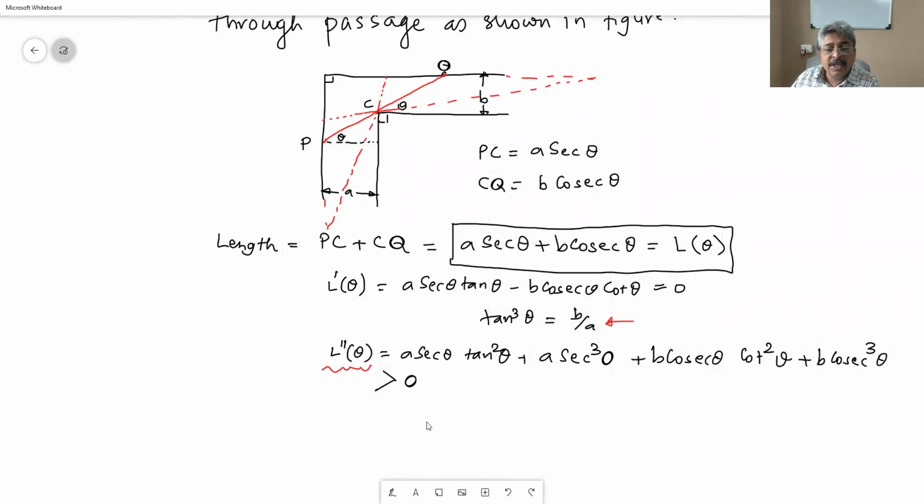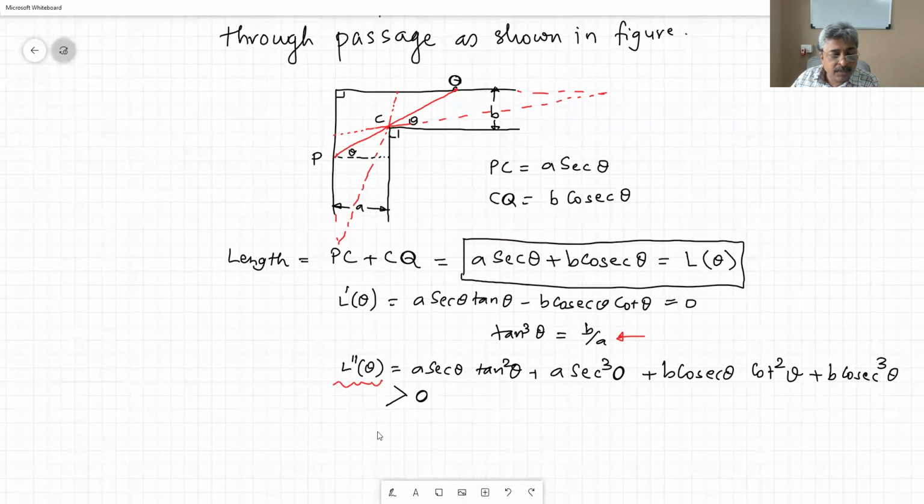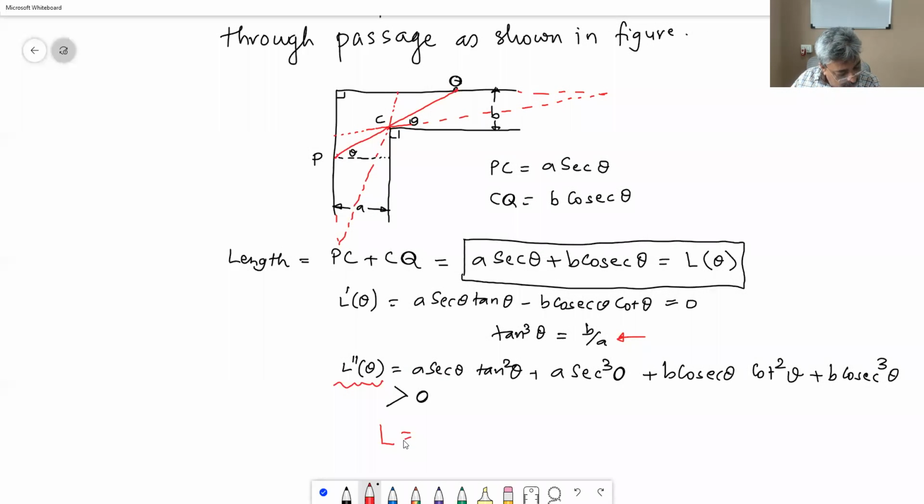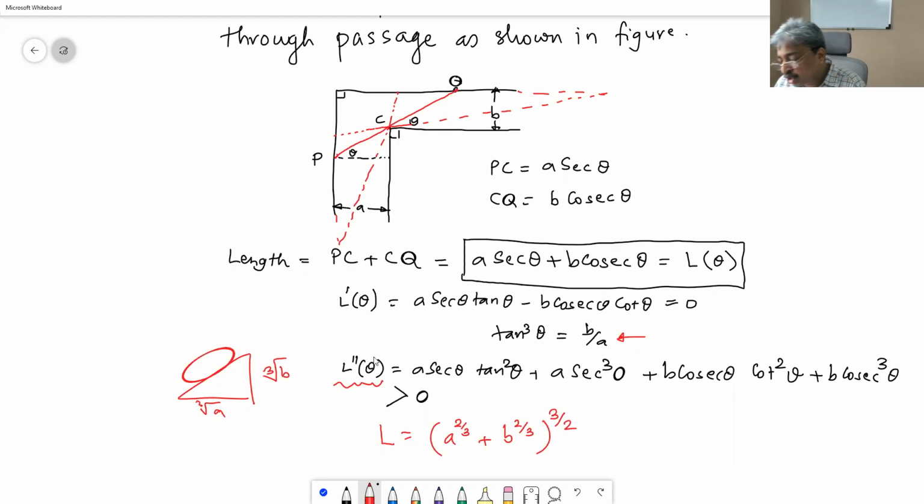So after dealing with this, your length L comes out to be A times... you have to draw a right angle triangle, put this as cube root of B, put this as cube root of A, find out this length, the hypotenuse, and therefore the final answer of this problem is (A raised to 2 by 3 plus B raised to 2 by 3) raised to 3 by 2. That is the length which is obtained. Any questions?